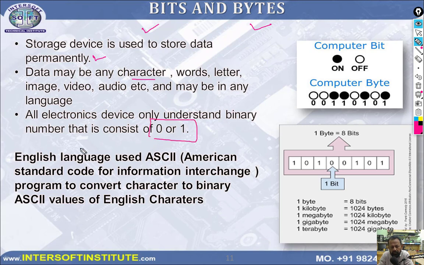As we are using the English language, we use ASCII, the American Standard Code for Information Interchange, a program to convert characters to binary ASCII values of English characters. What is ASCII? ASCII has fixed values. Capital A has one value, B has another value, small a has a different value, small b has a different value, like that. So each has a value.